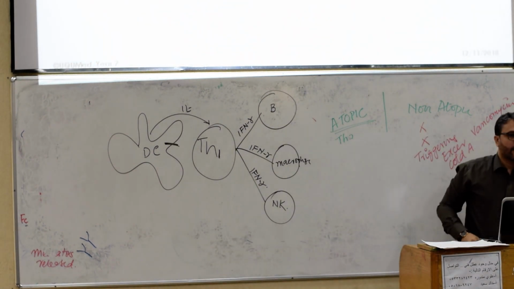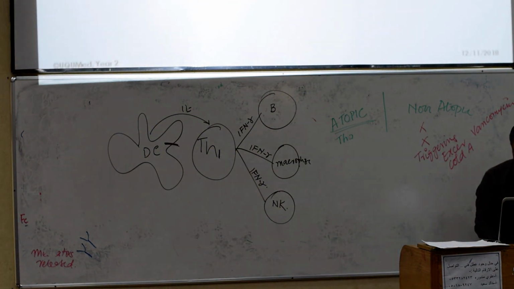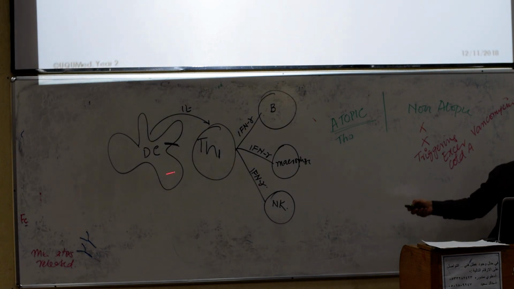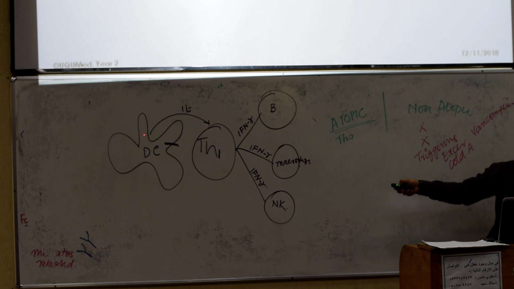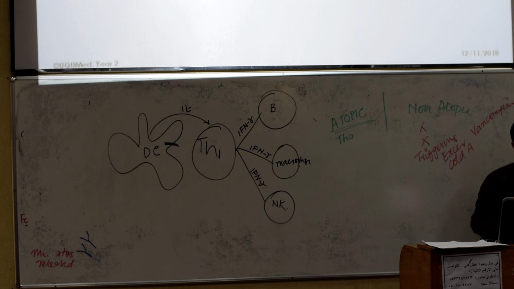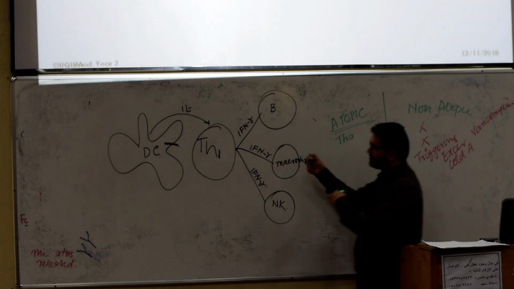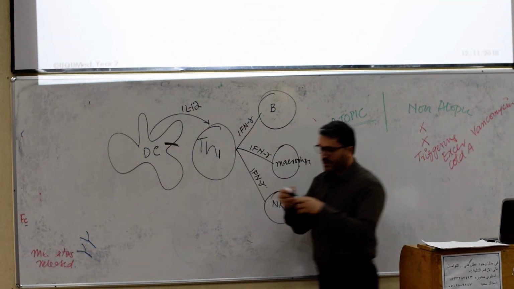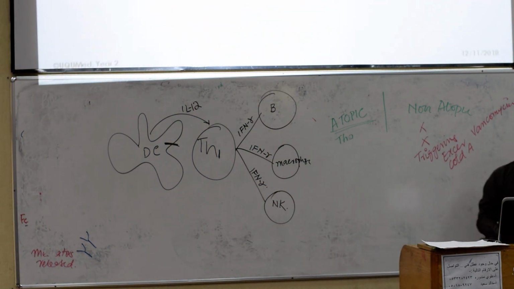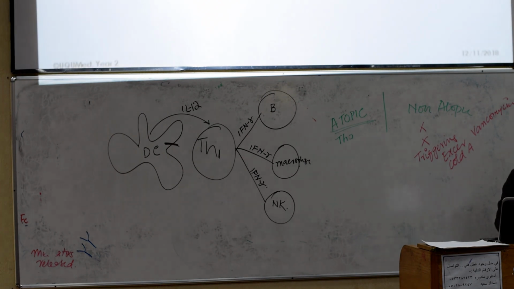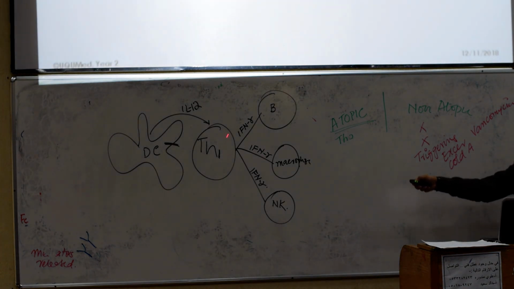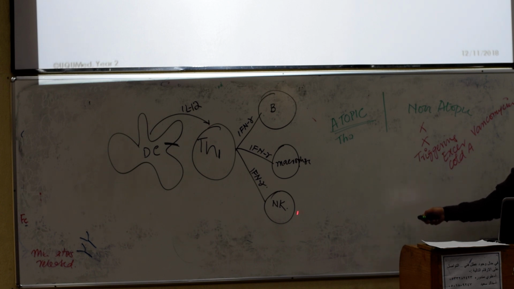So here in a TH1 response, the dendritic cell takes the antigen with the help of PRR and presents it to TH1, and it will produce a cytokine that will make TH1 TH1. Which cytokine is that? Excellent, it is IL-12. And the special quality of TH1 is that it produces interferon gamma. That interferon gamma will order B cells, that will order macrophages, and that will order natural killer cell.